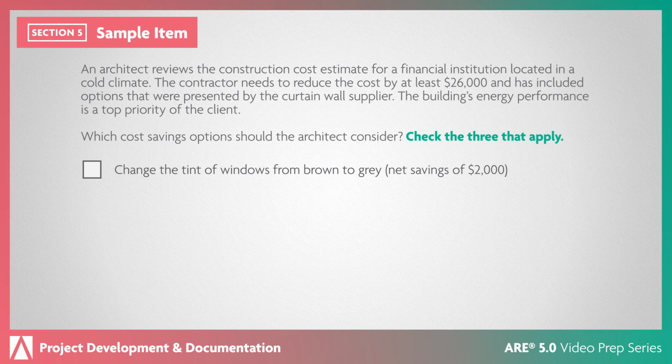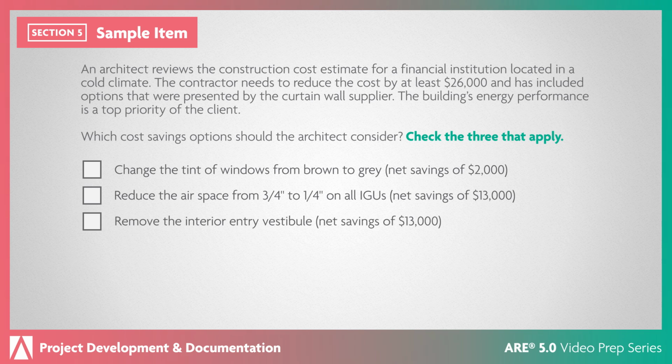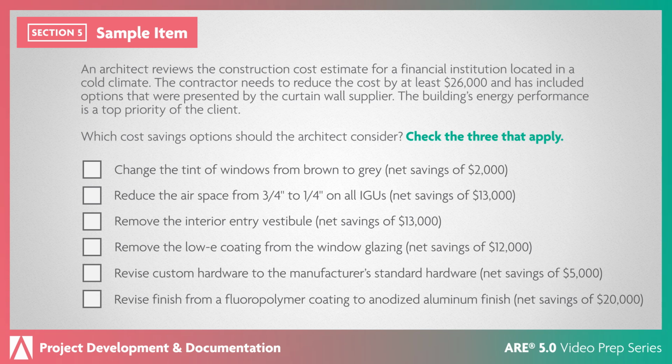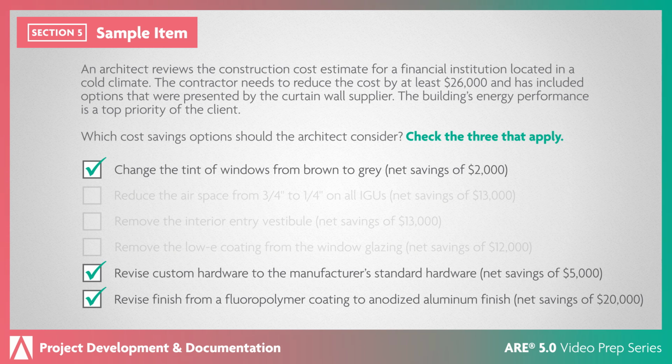Change the tint of windows from brown to gray. Net savings of $2,000. Reduce the airspace from 3/4 inch to 1/4 inch on all IGUs. Net savings of $13,000. Remove the interior entry vestibule. Net savings of $13,000. Remove the low-E coating from the window glazing. Net savings of $12,000. Revise custom hardware to the manufacturer's standard hardware. Net savings of $5,000. Revise finish from a fluoropolymer coating to anodized aluminum finish. Net savings of $20,000. These are the correct responses.